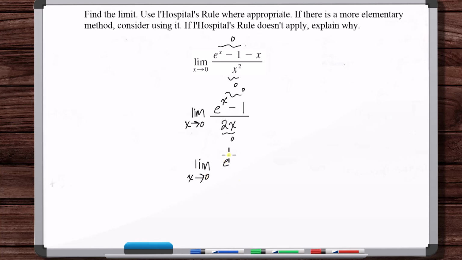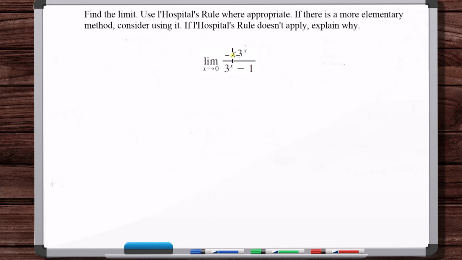Okay, so e to the x divided by 2. Right? Direct plug-in, e to the 0 is 1, divided by 2, so 1/2. This limit here is equal to 1/2.